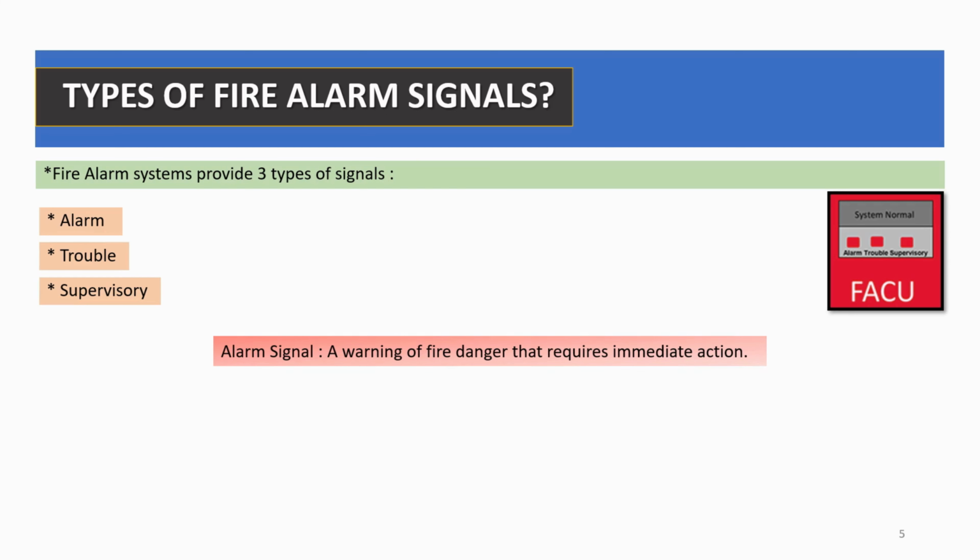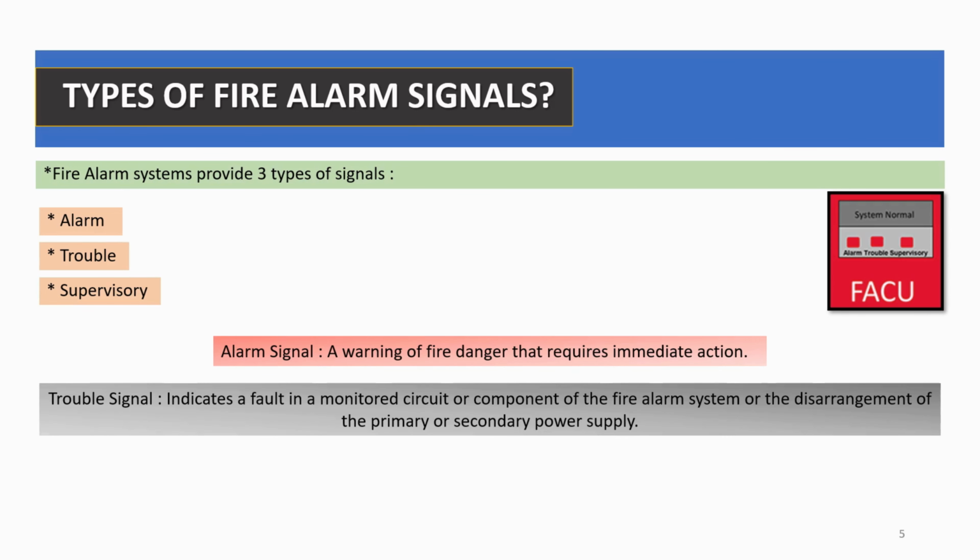Alarm signal basically is a warning of fire danger that requires immediate action. It means whenever there is a fire inside the building, the initiating devices give an alarm signal to the control panel. For example, a smoke detector will send a signal to this fire alarm control unit that there is a presence of smoke inside the particular building, which would initiate the notification devices so that the occupants can evacuate from the building.